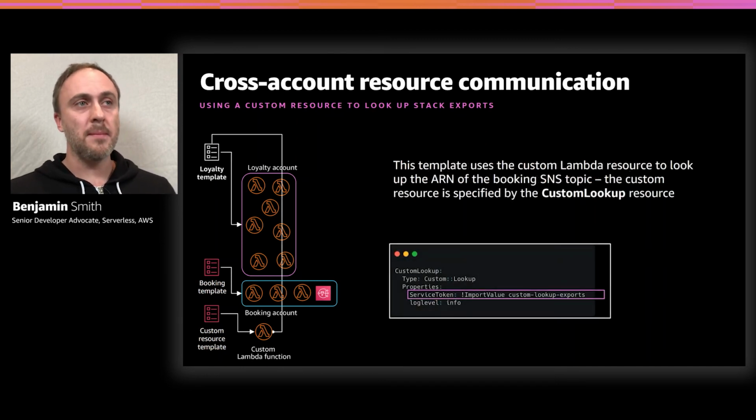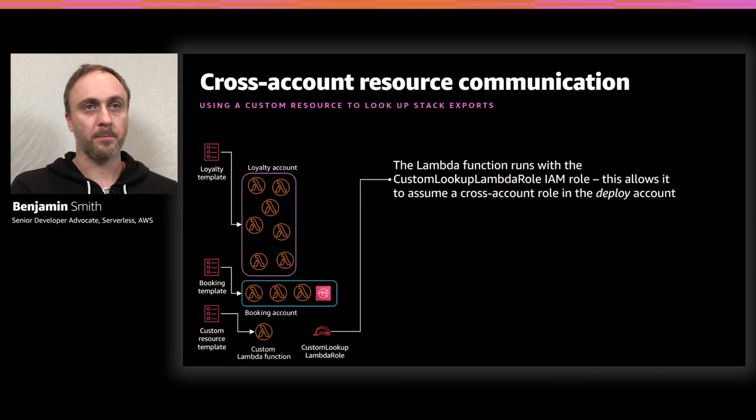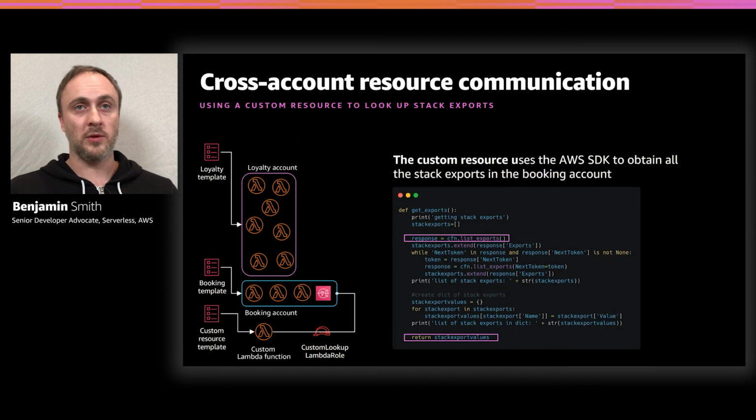Now, the loyalty template uses this custom resource Lambda function to look up the ARN of the booking SNS topic. The custom resource Lambda function uses an IAM role that is permitted to assume roles in another account, which in this case is a role that exists in the deploy account. And the custom resource Lambda function uses the SDK to obtain and return the stack exports from the booking account.